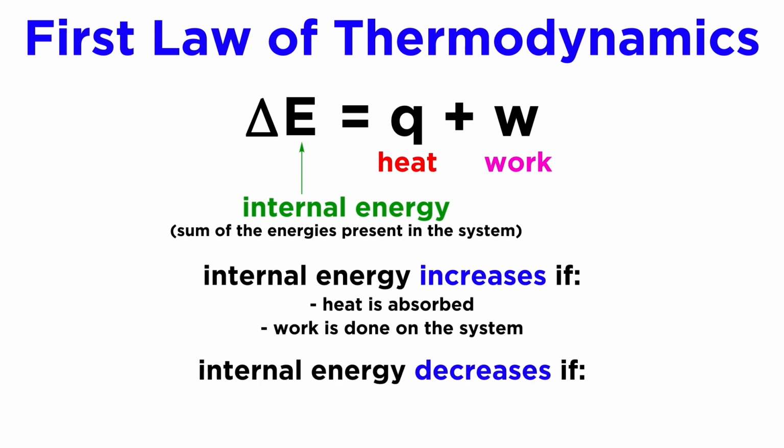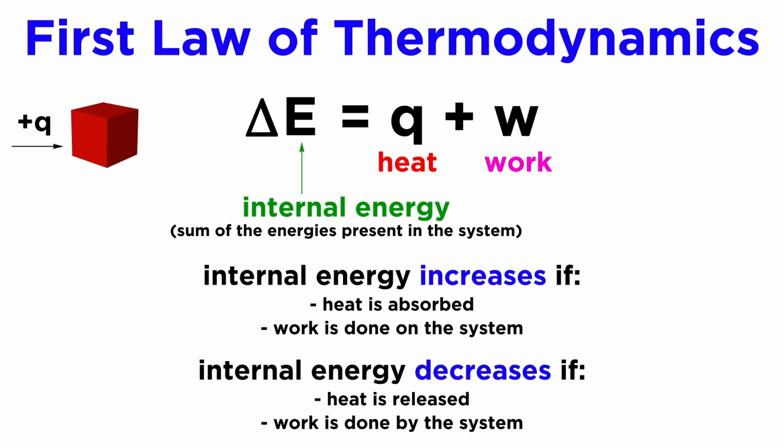And the internal energy of a system can decrease if heat is released by the system, or if the system does work on its surroundings. Positive Q corresponds to heat flowing in. Negative Q is heat flowing out. Positive W is work done on the system. Negative W is work done by the system.